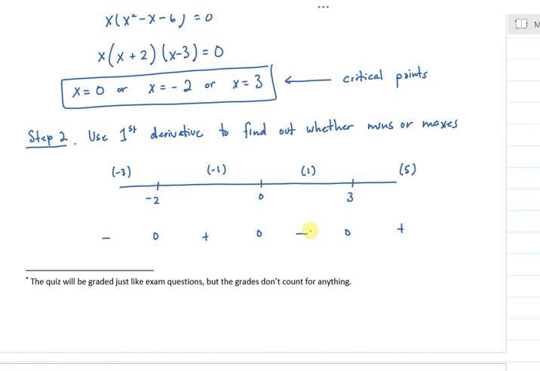We're looking at the first derivative, so what this tells me is that the function is decreasing here, then it must have a minimum, then it's increasing, it's got a maximum, then it's decreasing here, it has another minimum, and it's increasing out here. So it has a shape kind of like this. That means that my x equals 0, this is a maximum. My x equals negative 2, this is a minimum. And my x equals 3, this is a minimum.